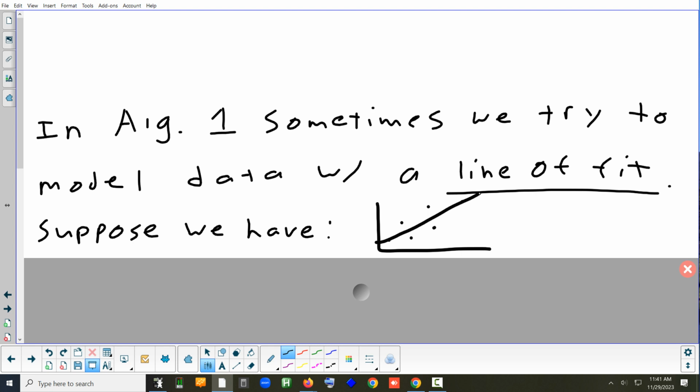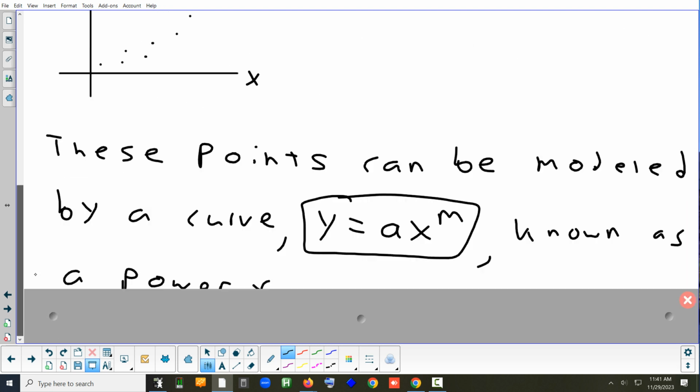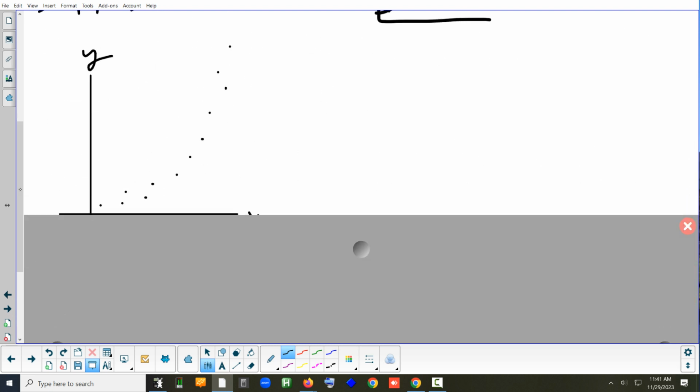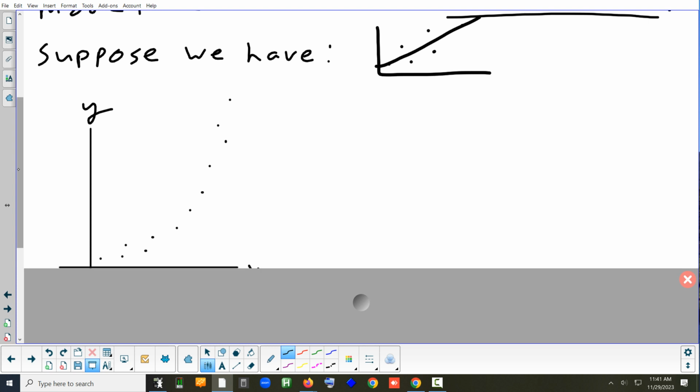Well, if you want to use the calculator, you can find what's called the line of best fit. That's a line that goes through the points, and it's the best line you can possibly come up with. The calculator finds the perfect slope and intercept to go right through the middle as best it can. Now, if you had something like this, would a line be a good tool to model those points? Not a straight line.